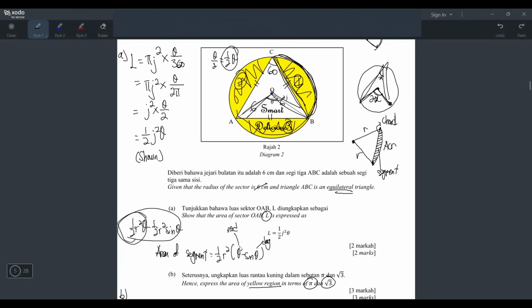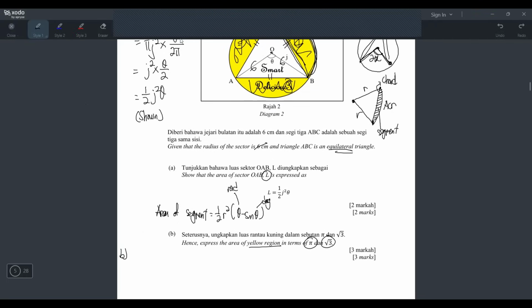So now, enough talking. Let's start to solve this question. I'm going to use the area of segment formula. I will write here, area of yellow region, as they call it. So what you will do now is straight away write 3 times, because there are 3 segments. And then I will find the area for one segment, which is 1/2 r square. So what is the r? Radius 6. And then theta minus sine theta.